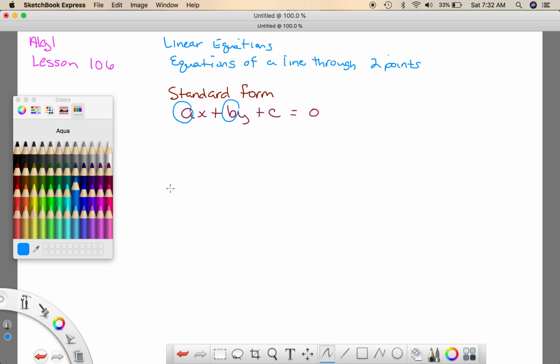Here are some examples of linear equations. 4x plus y plus 1 equals 0. Negative 2x minus y minus 11 equals 0. Those are examples of standard form. You've got to know this piece here.